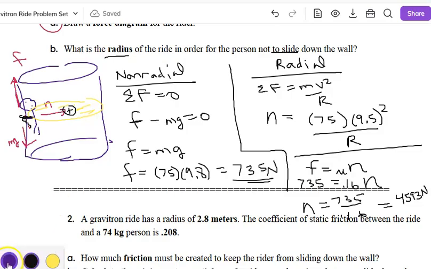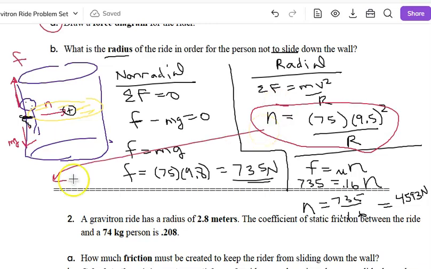Okay, so now we can take this equation, and now we know what the normal is. So 4,593 equals, I'm going to do that math right now, 75 times 9.5 squared, 6769 over r.